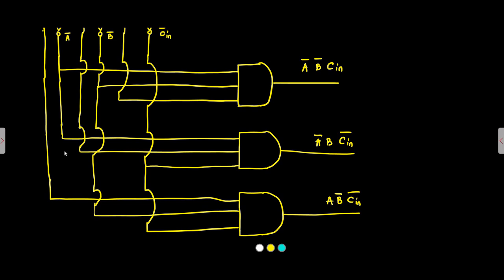Now let us take the A, B, C lines in advance so that we don't lose track. This is B, this is A, this is C. So A, this is B, and this one is C. C in bar is just adjacent to it to the right, so this is C in. So this is for A B C in.